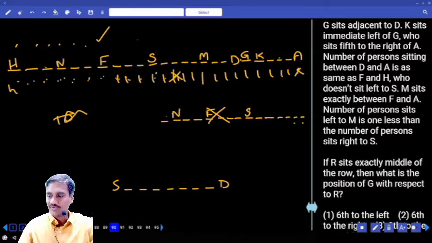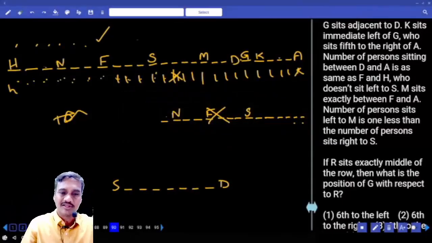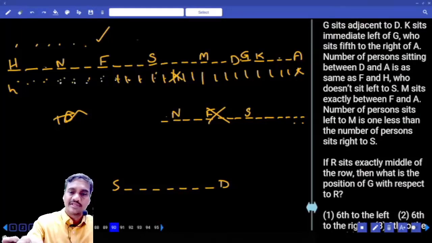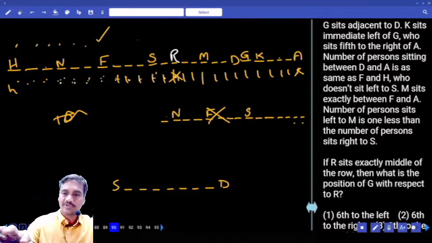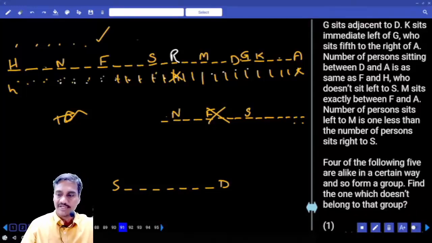And 90th, if R is exactly in the middle of the row, where is this R? Middle of the row means exactly at the 13th. 4, 5, 6, 7, 8, 9, 10, 11, 12, 13. Now who is this person? R. R is exactly at the middle of the row. What is the position of G with respect to R? G with respect to R: 3, 4, 5, 6, 7. 7th to the left. That is given in the choices for question number 90.